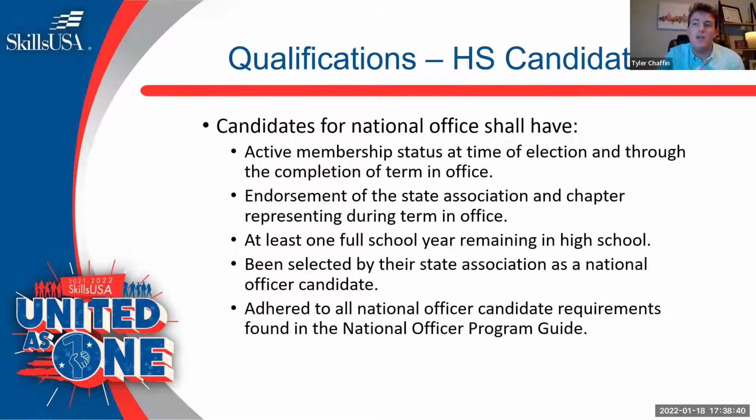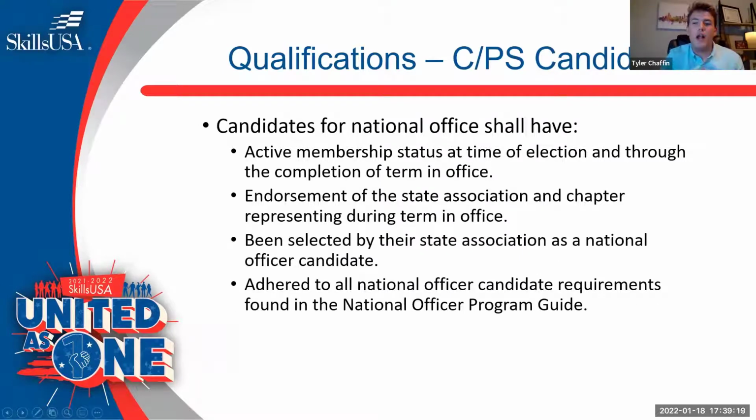In terms of high school, so if you're running for office and you have 1 year remaining in the high school division, you have to have active membership at the time of election, endorsement from your state association, and whatever rules that Texas High School requires on top of us as a national organization in order to run for a national office. That means 1 full school year remaining in high school, being selected by your state association as a national officer candidate, and adhering to any of the other national officer candidate requirements that are outlined in that year's national officer program guide.